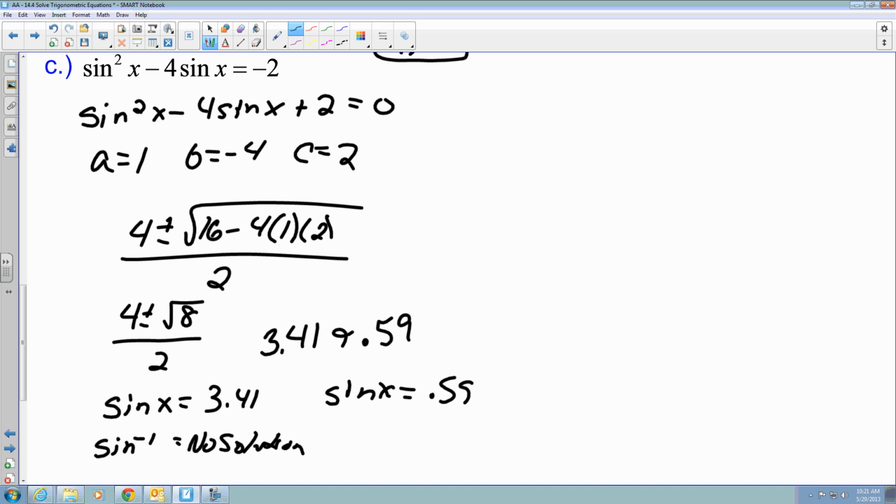But if I take the inverse sine of 0.59, I get a value of 36, I'm sorry, 0.56 degrees. And then if I was to convert that to radians, I multiply that by pi and divide that by 180, I'll get a radian value of 0.63. Okay? And that is part 2 of being able to solve trigonometric equations.